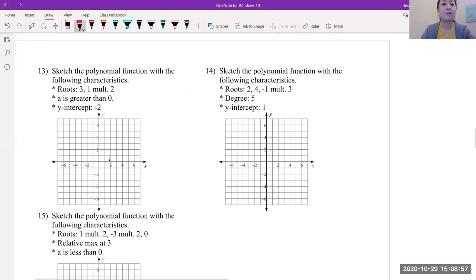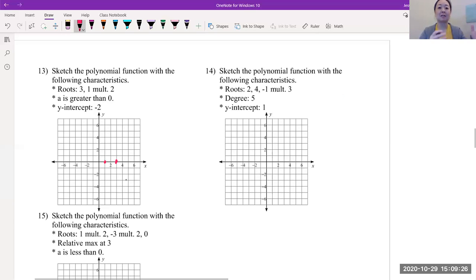A root is at 3, so I'm going to go to 3. And then I'm going to go to 1, multiplicity 2. Now, do you see how they look exactly the same? The multiplicity 2 doesn't really change that part, but it changes what the line does at that point. I would recommend that before the test you draw your axes and graphs, and if you take a long time to draw them, do that before the class starts.